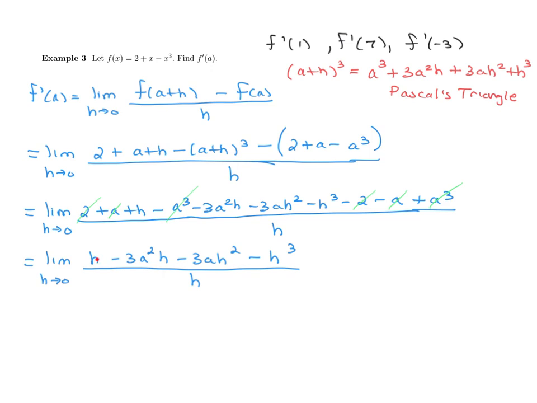I'm noticing that there is at least one h in every single term, meaning I can factor them out and cancel it with this h. That's the limit as h goes to 0 of h times 1 minus 3a squared minus 3ah minus h squared.